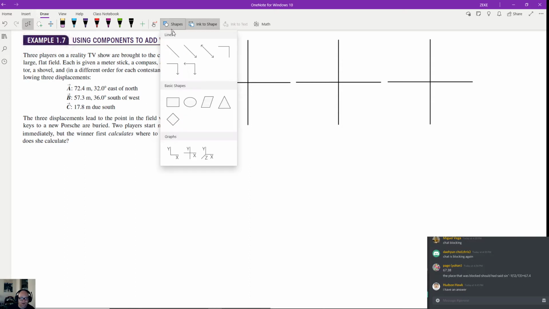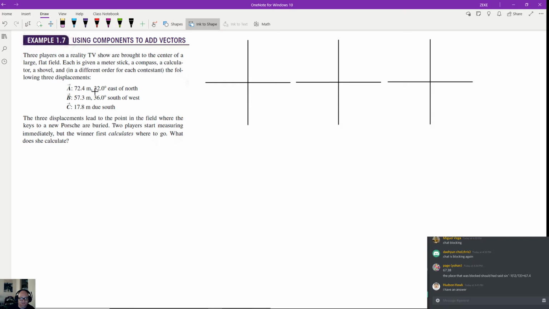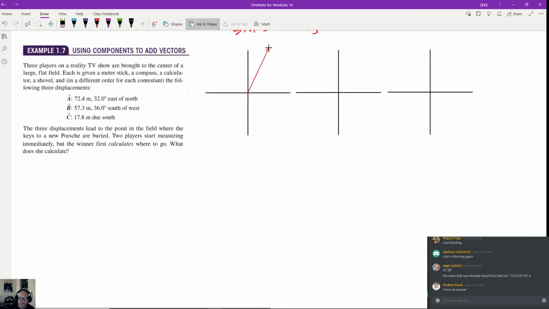Okay, so what do we have? We've got a vector that's 72.4 at 32 degrees east of north. So we'll draw that one first. 32 degrees east of north means it's measured from north, and then you go 32 degrees east, maybe something like right about right there. This is our longest vector, so I'm going to make it pretty long. Okay, that's the vector that we're calling A.